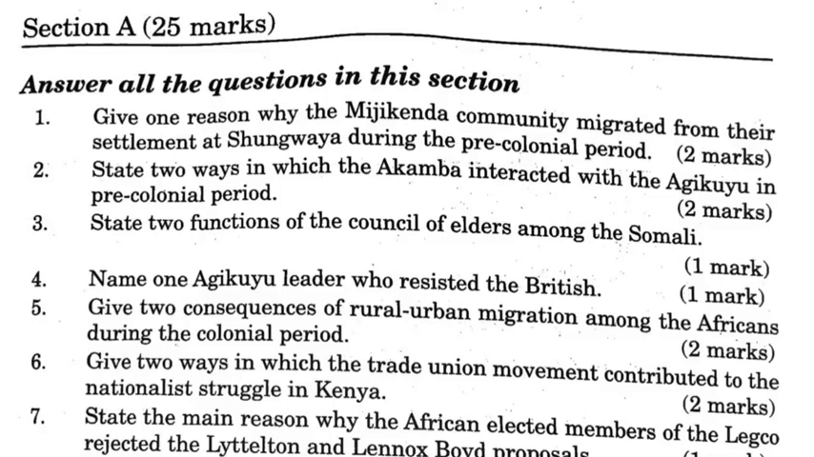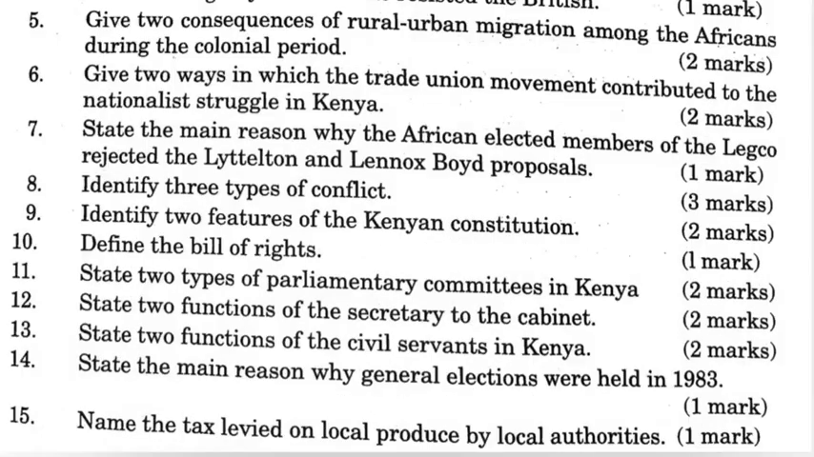Question 7. State the main reason why the African elected members of the LEGCO rejected the Lyttelton and the Lennox-Boyd proposals. They wanted elections to be based on universal suffrage. Question 8. Identify three types of conflicts. Personal conflicts, national conflicts, international conflicts.